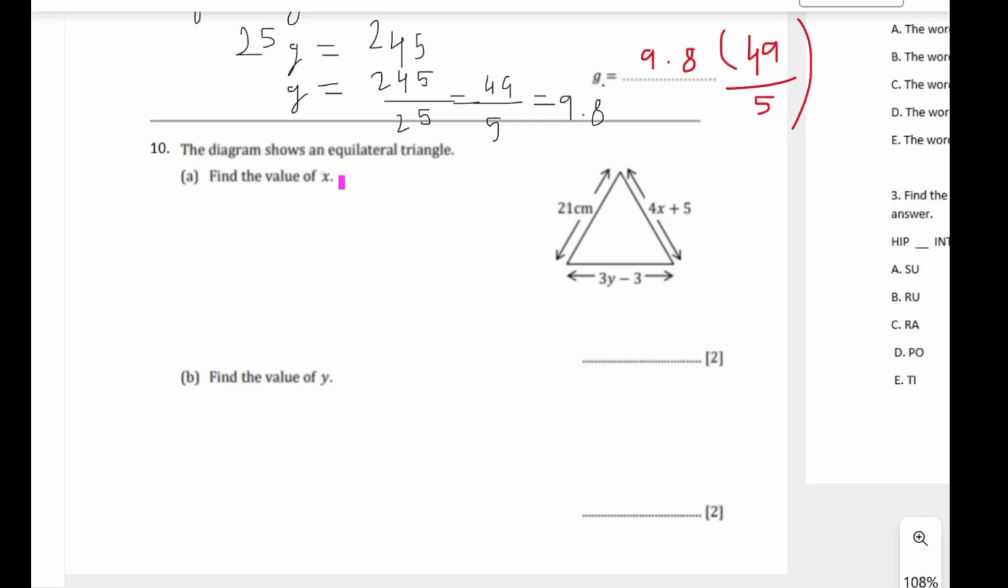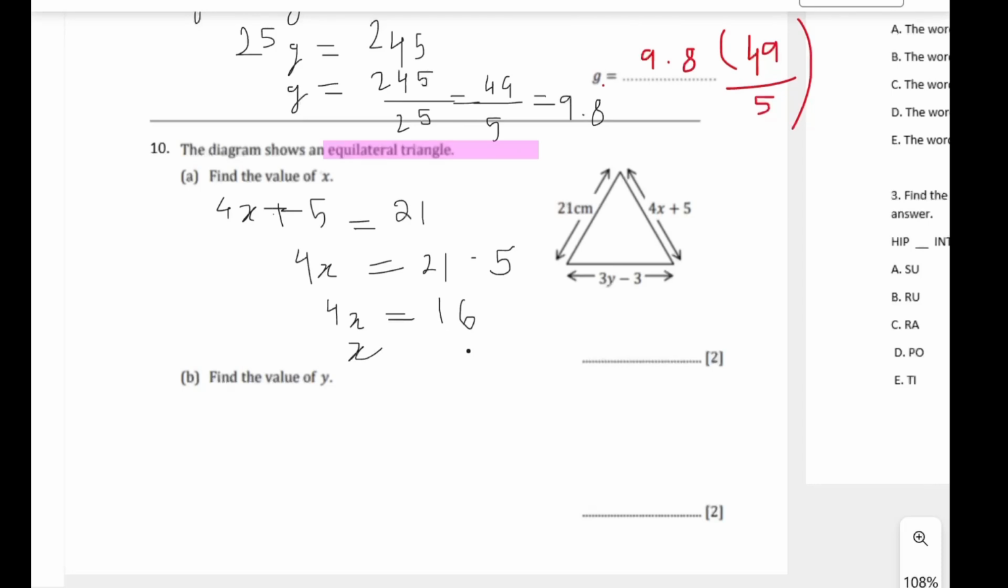So keyword here is equilateral triangle. And what does that mean? It means that all sides of a triangle are equal. Therefore, this is a known value, 21. If we're finding the value of x, let's put in 4x plus 5 is equal to, we know, 21 because all these sides are equal. Let's subtract 5 from both sides. We get 4x is equal to 21 minus 5. Therefore, we get 4x is equal to 16. x is equal to 16 over 4. So divide both sides by 4, we get 4. x is equal to 4.